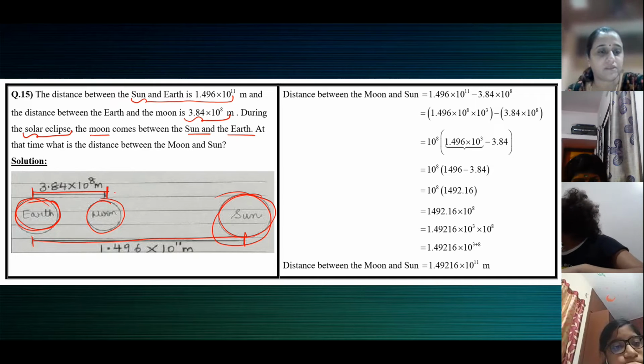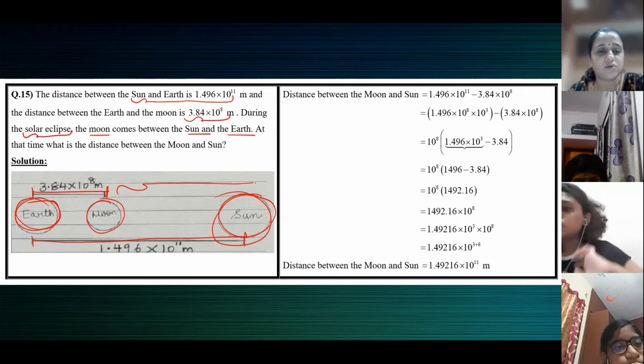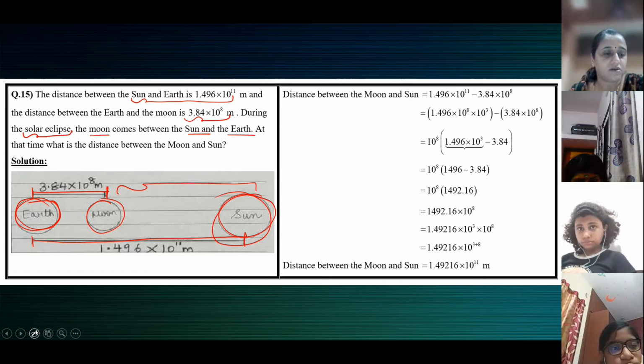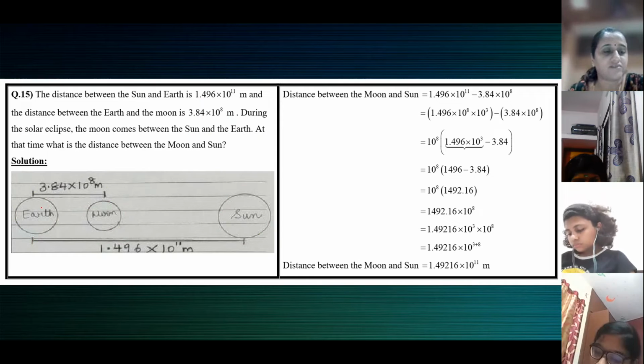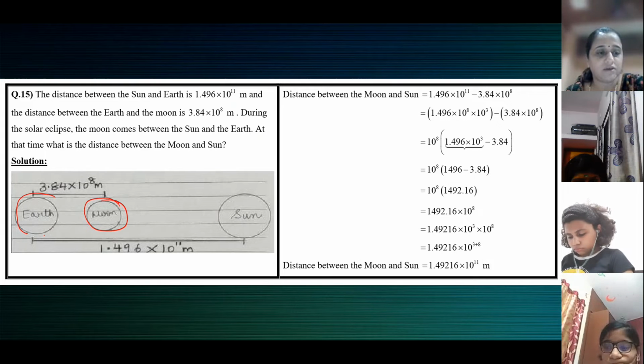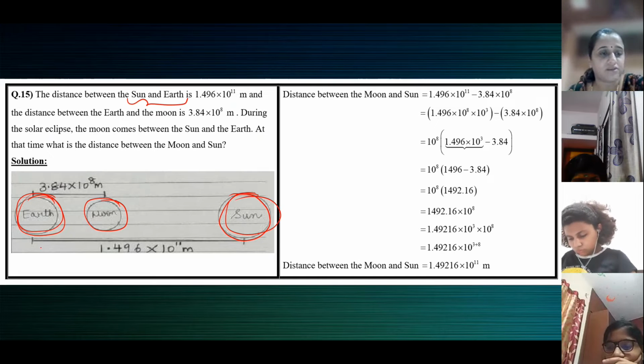You can see here. You need to find the distance between the moon and the sun. You need to find this distance. See, first of all, we need to draw a diagram incorporating the information given. So see here, solar eclipse, the moon is in between the earth and the sun. The distance between the sun and earth. Where is the sun? Here is the sun. Where is the earth? Here is the earth. Okay, the distance between the sun and the earth I've marked here.